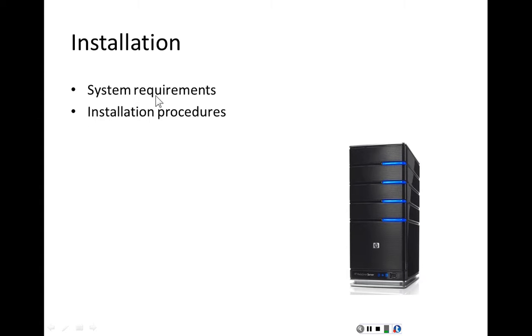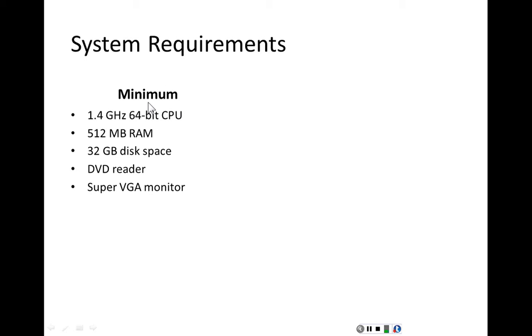So let's look at system requirements and the steps involved in installation. The system requirements, the bare minimum, is 1.4 gigahertz 64-bit CPU, a half a gig of RAM, 32 gig disk space, a DVD reader, and of course a monitor. Now, this is just the bare minimum. Most laptops have more powerful processors than that.